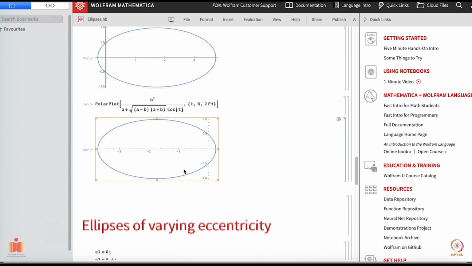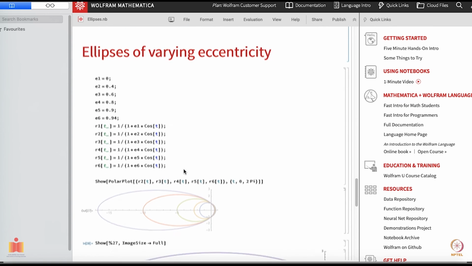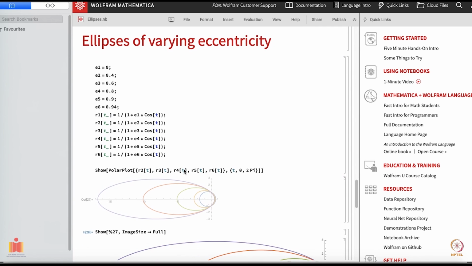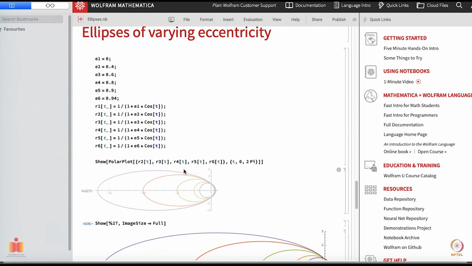Before we leave ellipses, let's look at how ellipses change as you change the eccentricity. Okay, this is again a very crude way of doing things, but easy to understand if you have not already learned Mathematica programming. So I have chosen different values of epsilons, eccentricities here. So I have chosen epsilon 1 to be 0, epsilon 2 to be 0.4, epsilon 3 to be 0.6, 0.8, 0.9, epsilon 6 to be 0.94. And if you take epsilon to be 1, you should get a parabola. So this is very close to being a parabola.